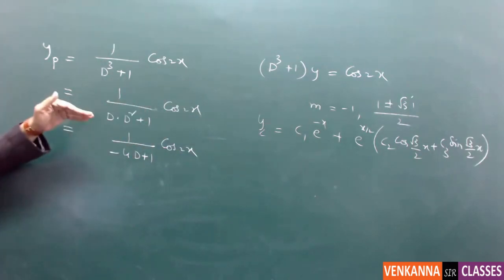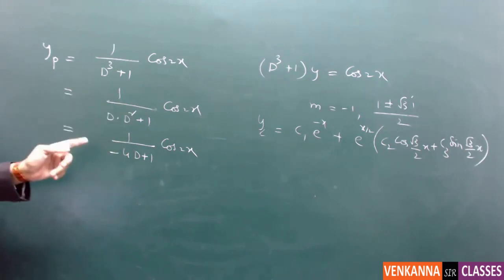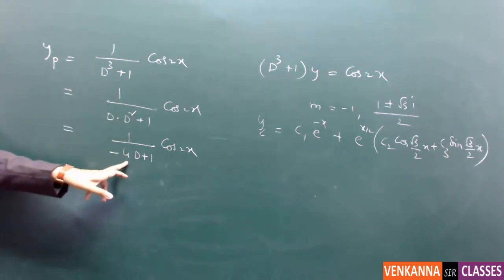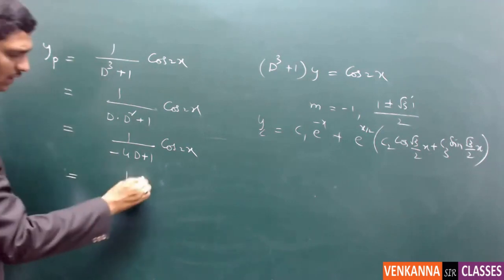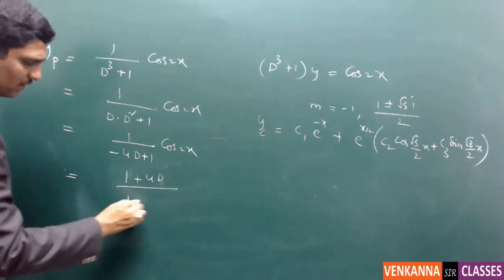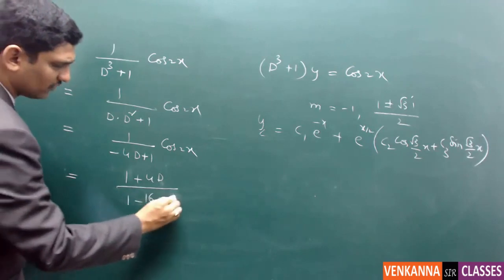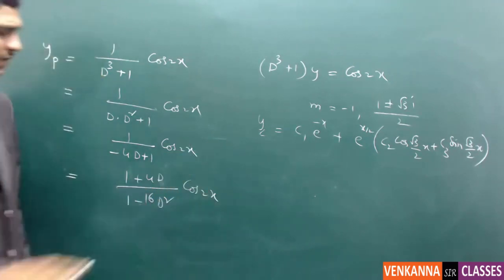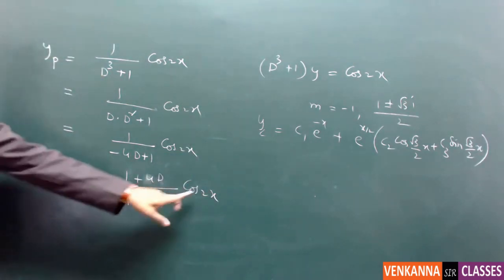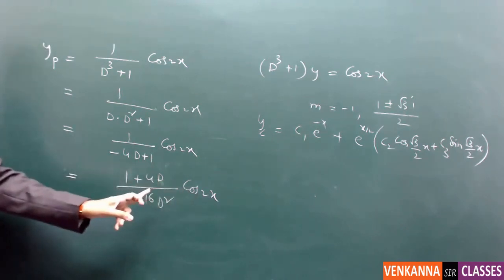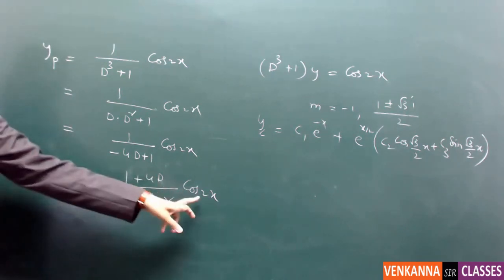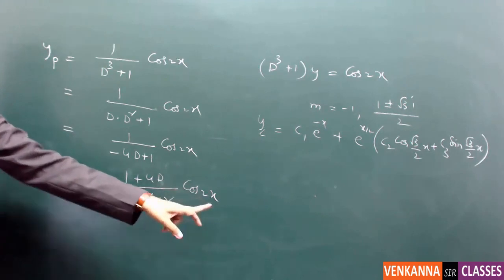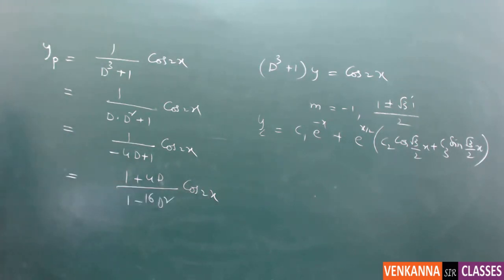Now the remaining thing is common. You are going to rationalize to get d square in the denominator. So this will be 1 plus 4d by 1 minus 16d square into cos 2x. Now we replace d square with minus b square. We apply the numerator 1 plus 4d to the function cos 2x and we evaluate the answer. Fine. So can you do it on your own? So please go ahead with it.